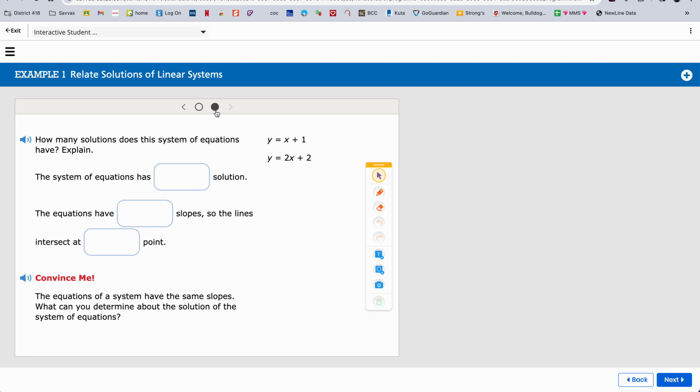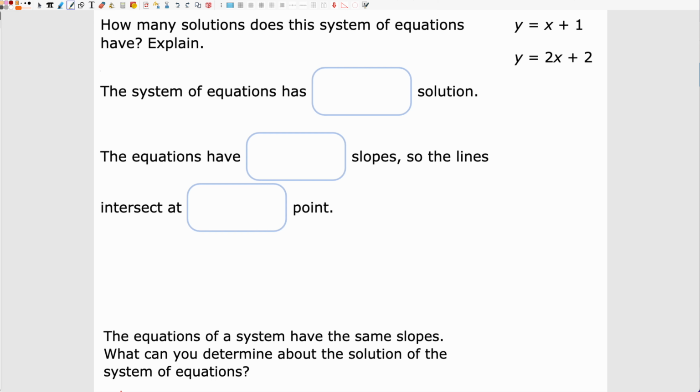So how many solutions does this system of equations have? The nice thing they do here is put both of these equations into slope-intercept form for us, and that makes life easy, because if the equation's in slope-intercept form, it shows me the slope and the y-intercept. I think I have this on my other screen. I do, so I can write on the screen.